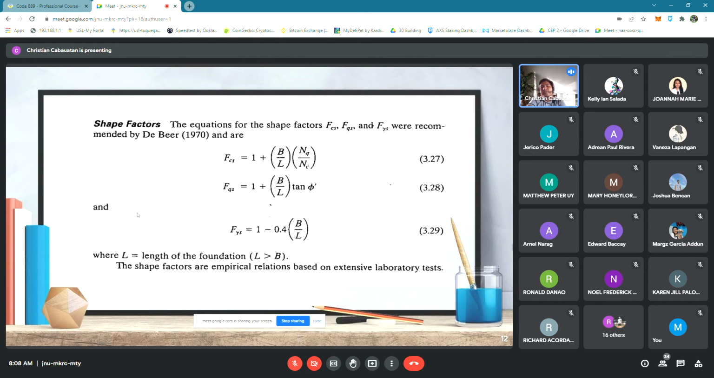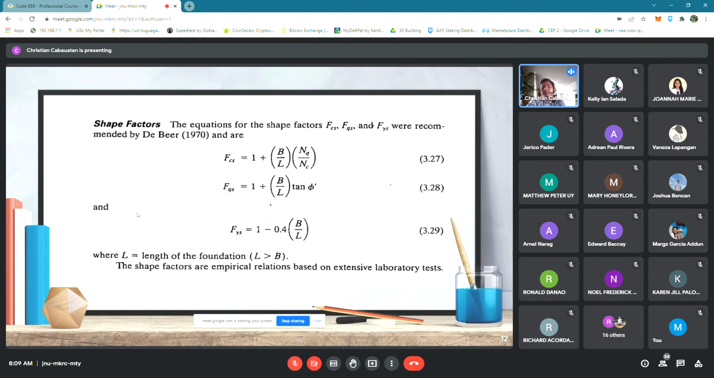For the shape factor in relation to the cohesion, it is equal to 1 plus the width of the footing divided by its length times the quantity NQ over NC. And for the shape factor in relation to the surcharge, or the effective stress, it is equal to 1 plus the width of the footing divided by the length of the footing times tan phi.